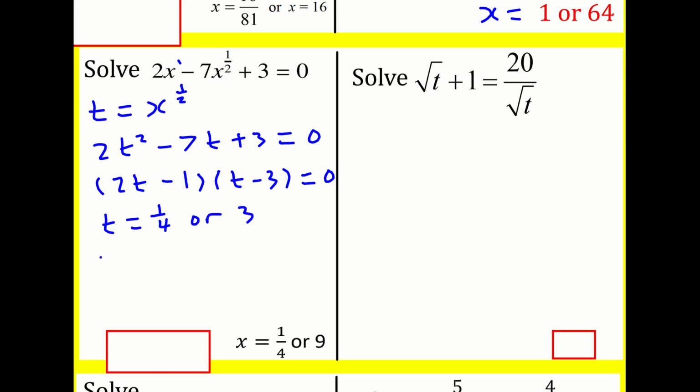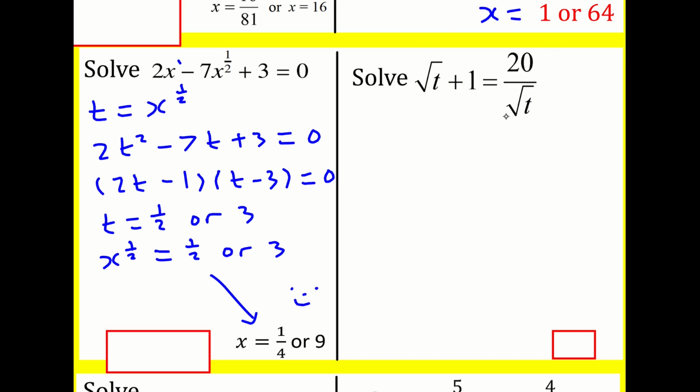But remember, that's x to the half, or the square root of x. You've got to remember your fractional indices. You're in trouble if not. So x to the half is going to be the, sorry, I went straight to the answer then. That should have been a half. x to the half is a half, or 3. Now I square them, so I'm going to get a quarter, or 9. Brilliant.